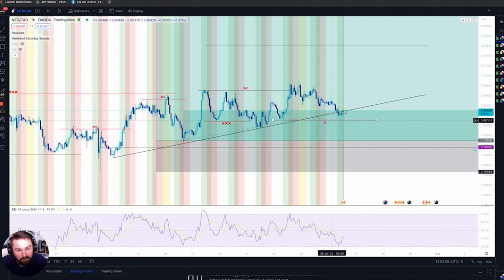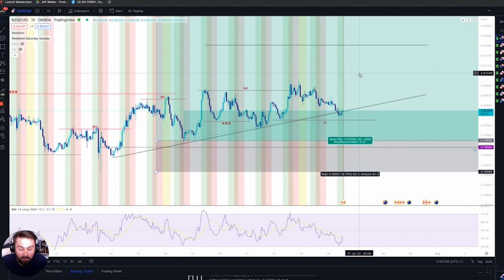However, I believe price should be pushing up from here. Could be wrong. I don't care. Either way, I'm leaving with money. But yeah, so that may play out.